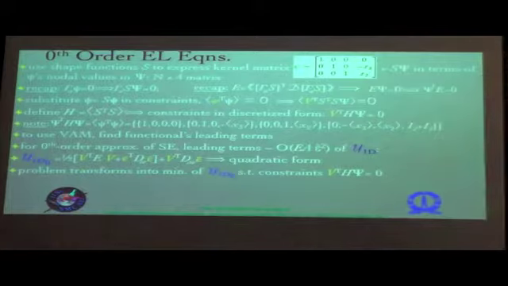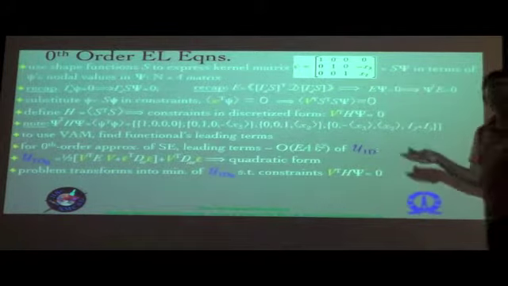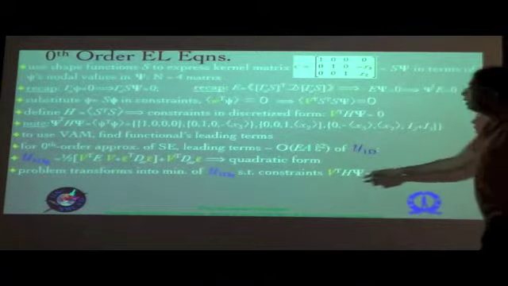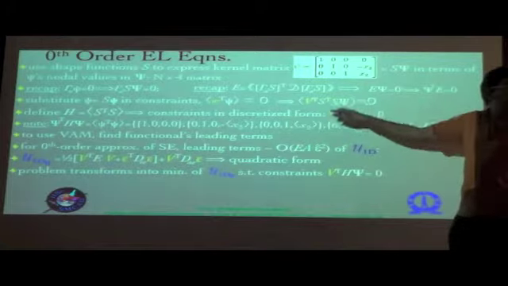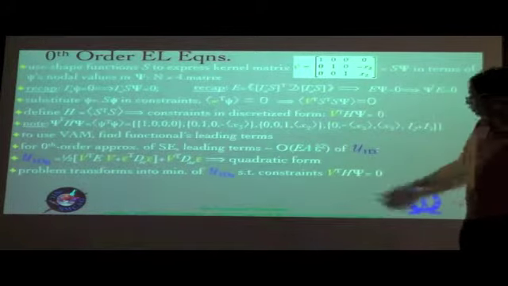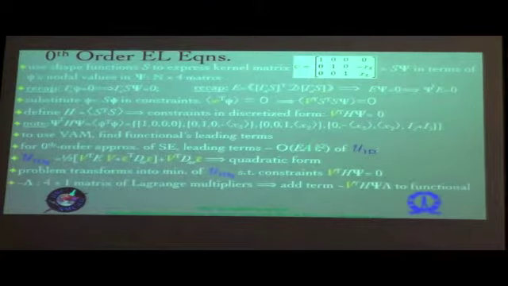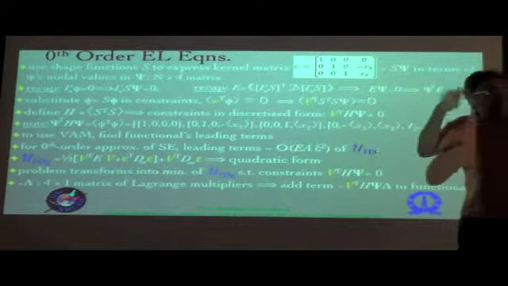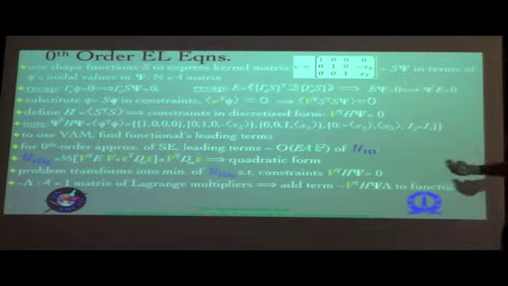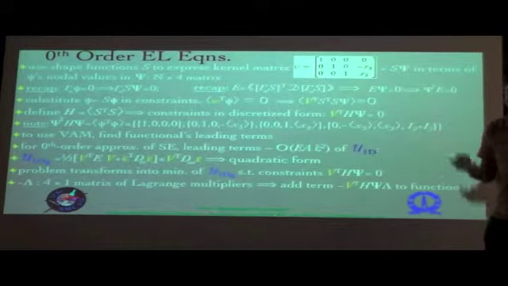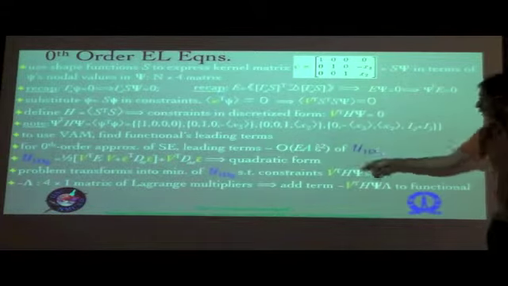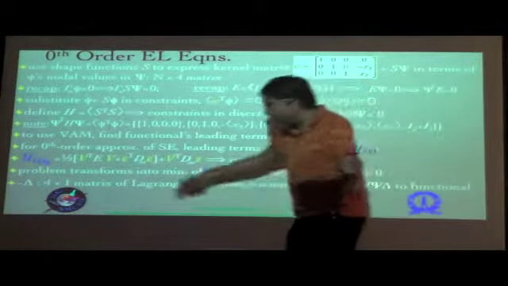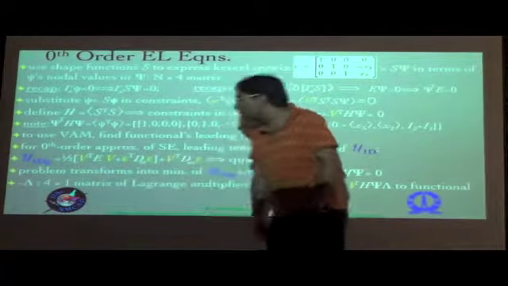Now the problem transforms into a minimization of U1 D naught as far as the 0th order approximation is concerned, subject to, of course, the constraints which are also now in a discretized form, which is basically V transpose H xi equal to 0. Now we introduce Lagrange multipliers, as is done in all calculus of variations problems. When you want to introduce the constraints, one way of doing it is by introducing Lagrange multipliers. You multiply those. The Lagrange multipliers are also unknown quantities, and let's say we call them minus lambda 1, minus lambda 2, all the way to minus lambda 4.